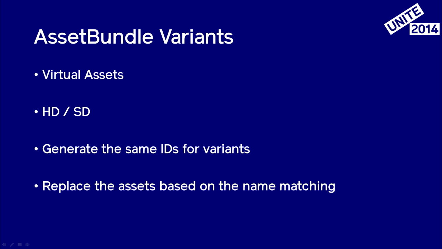Another thing is AssetBundle Variants. You can call it virtual assets. Actually, in 5.0, we based it on the new AssetBundle build system to implement virtual assets, like HD and SD support for 2D games, right? Basically, the idea is we generate the same IDs for the AssetBundles with the same name but different extensions. We call the different extensions variants, right? And when we are loading it, we just replace the assets based on the name and extension matching at runtime. We will show it with a demo later.